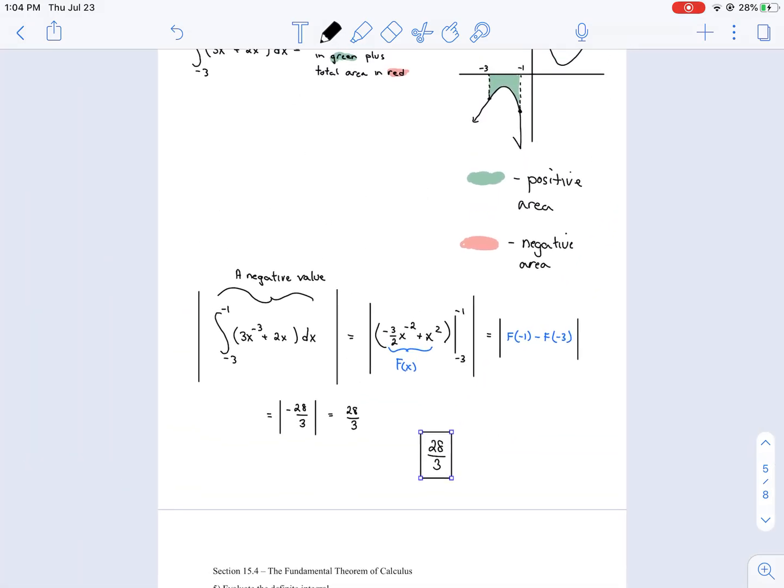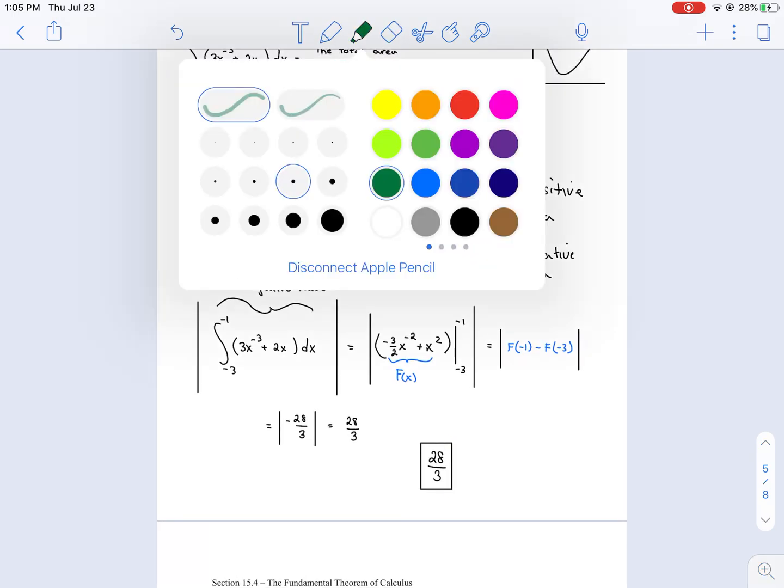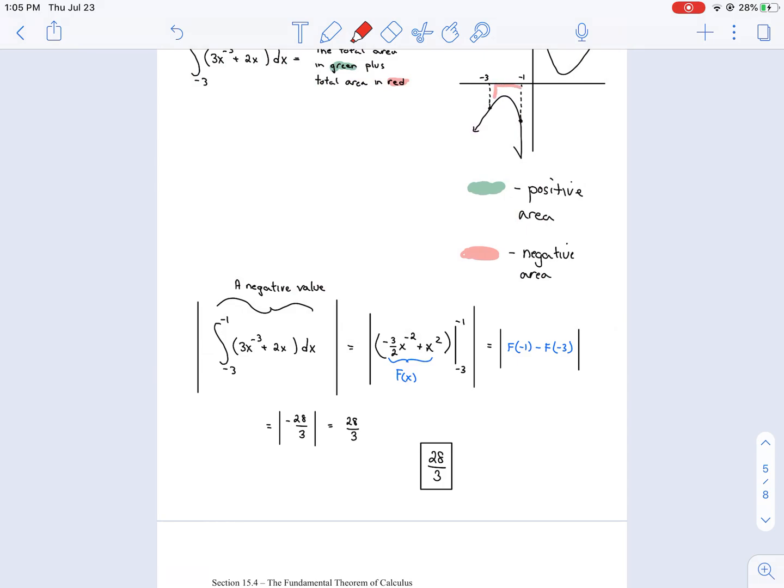So if this area in red was positive, it would be 28 thirds.